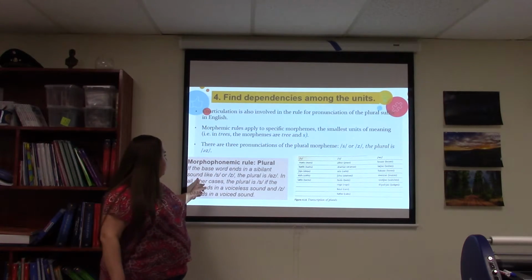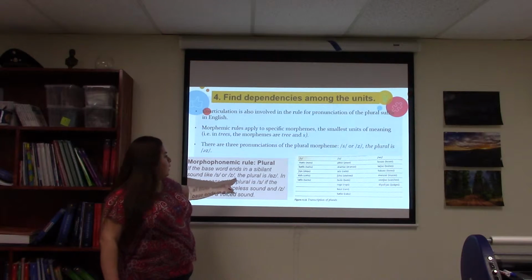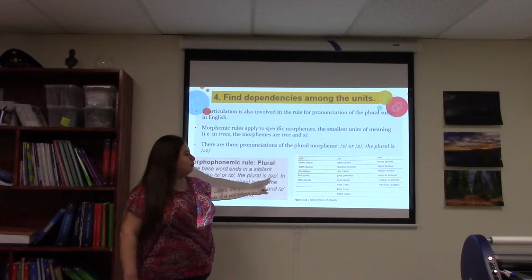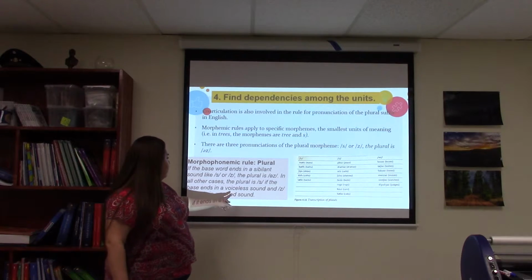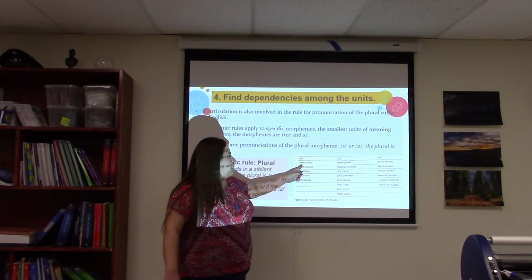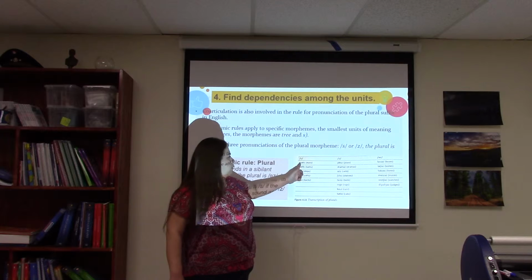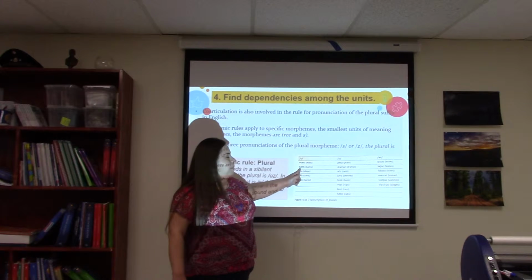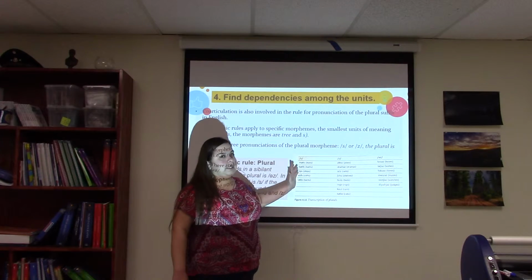Now remember that the rule is, if it ends in a sibilant sound like s or z, then we're going to go with -es. If it ends in a voiceless sound, then it's going to be -s; if it ends in a voiced sound, then it's going to be a z sound. So for example, mats. Mats just has a regular s because of that voiceless t.